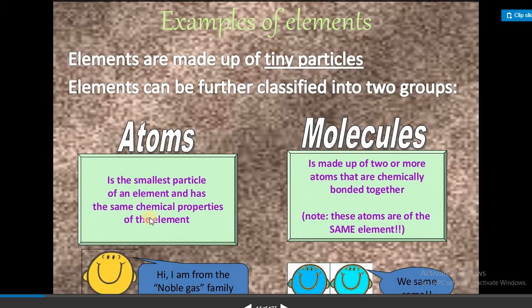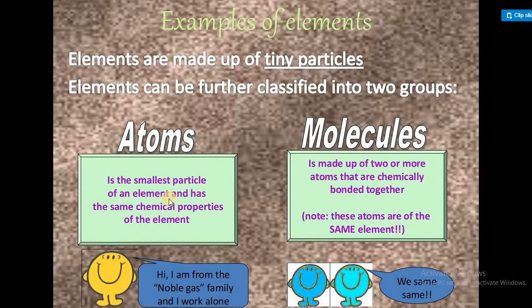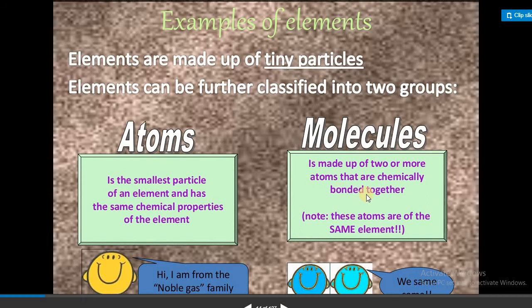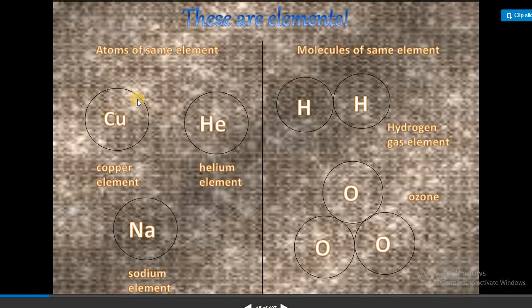If an element is made up of only a single type of atom, that is a monatomic element. So it is the simplest. So what is an atom? An atom is the simplest or smallest particle of an element and has the same chemical properties as the element, as we have already discussed. And a molecule is made up of two or more atoms that are chemically bonded together, like a chemical bond will exist between them. And if you're talking about the noble gases, in the noble gases they do not react and they love to work alone.